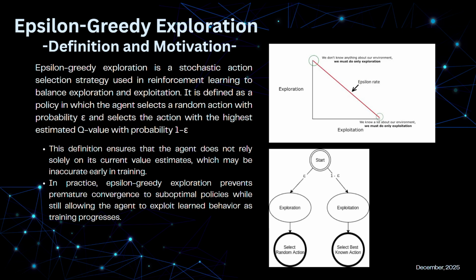This definition ensures that the agent does not rely solely on its current value estimates, which may be inaccurate early in training. In practice, epsilon greedy exploration prevents premature convergence to suboptimal policies while still allowing the agent to exploit learned behavior as training progresses.